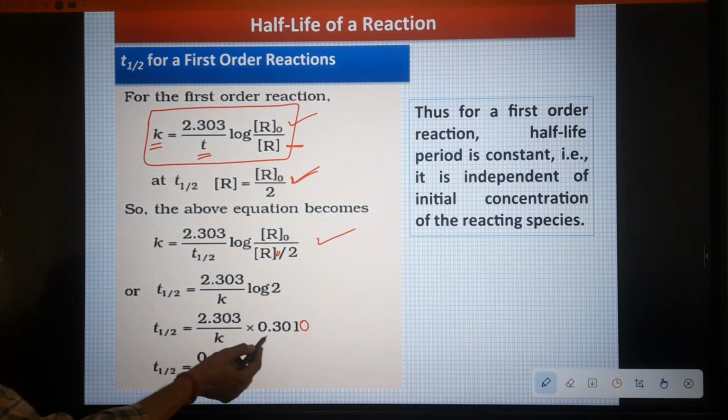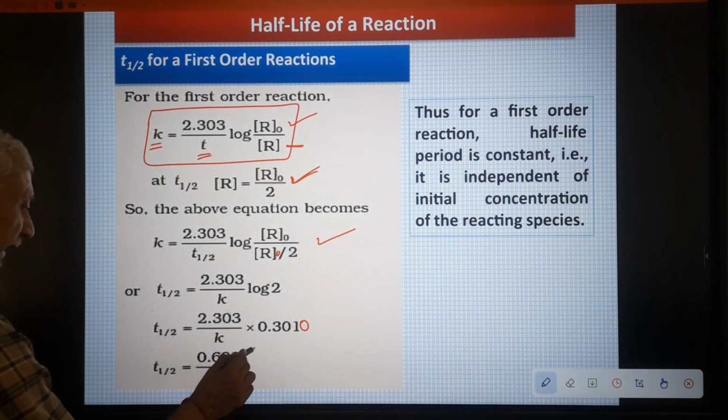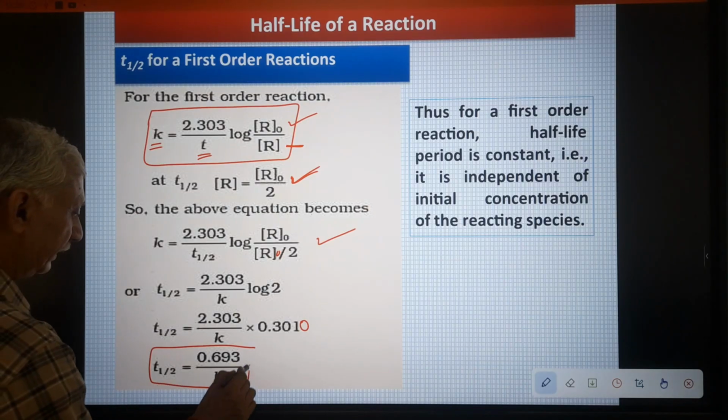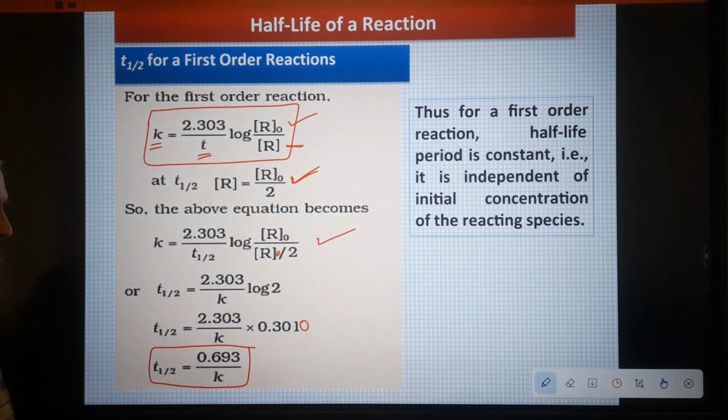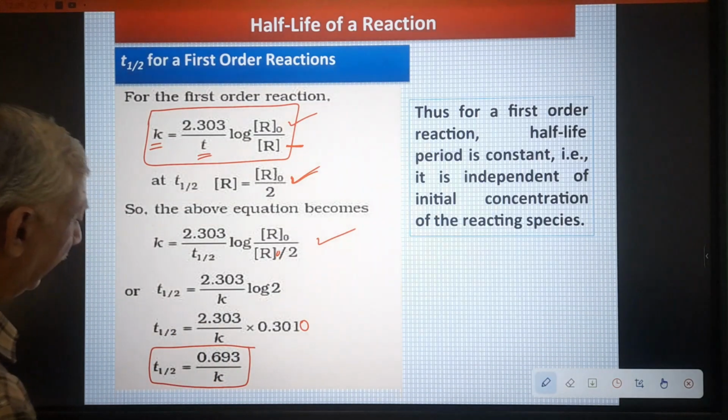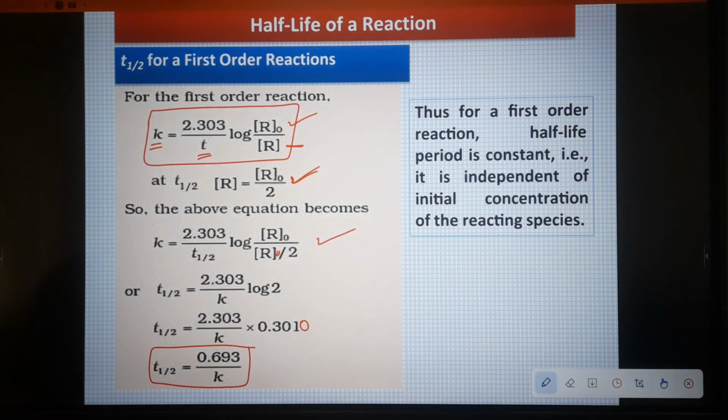So when we multiply this value, we get this relation: the half-life period for a first order reaction is not depending upon the initial concentration of the reactant. Means T half, or half-life period, for a first order reaction is independent of the initial concentration of the reactant. But in case of zero order, it was directly proportional.